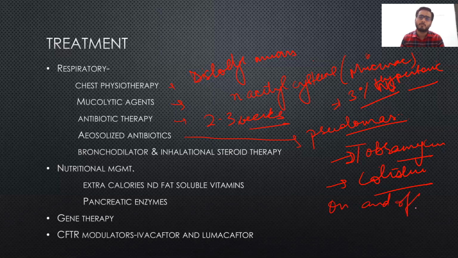What is on-and-off basis? For 1 month you give tobramycin, then you stop the antibiotic. Then again, the third month you can start again. So 1 month off, 1 month on nebulization with this aerosolized antibiotic. So tobramycin and colistin are the two antibiotics being used.